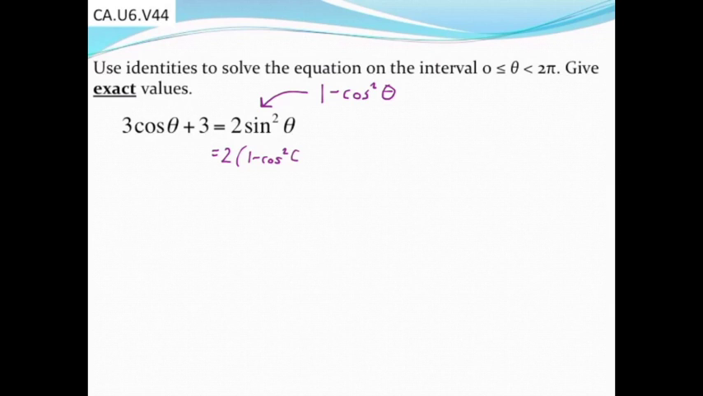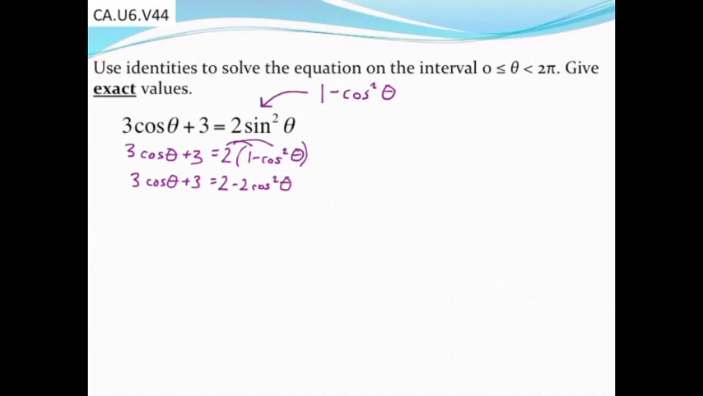And even though that's going to make the problem look slightly more complicated, it's actually good because I will only have cosines in the equation then. So if I rewrite the other side, 3 times the cosine of theta plus 3. So from here, let's go ahead and distribute the right-hand side. So I'll distribute the 2 to everything over here. So I would get then 2 minus 2 cosine squared of theta. And again, the other side I'll just leave as is for now, 3 times the cosine of theta plus 3.